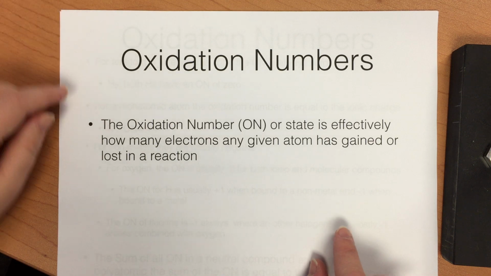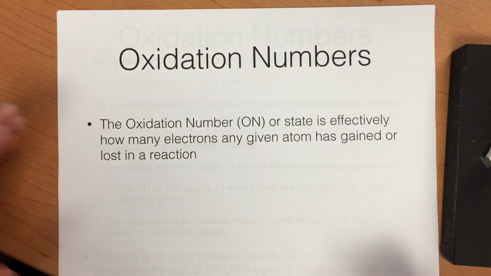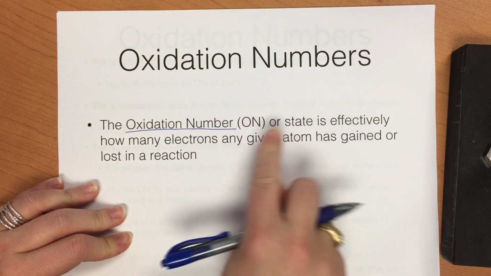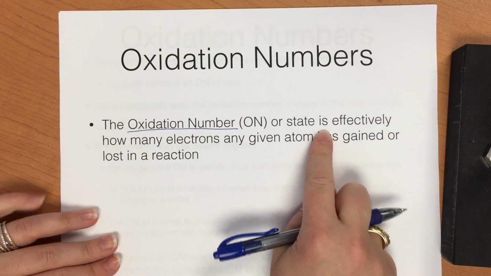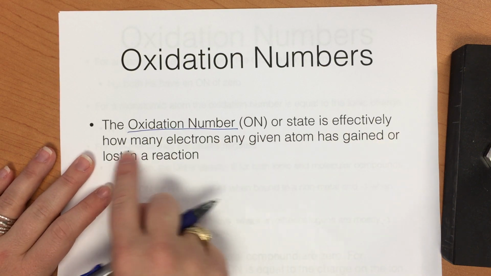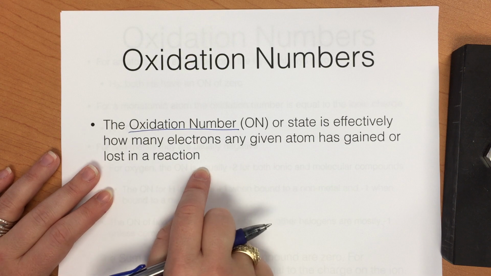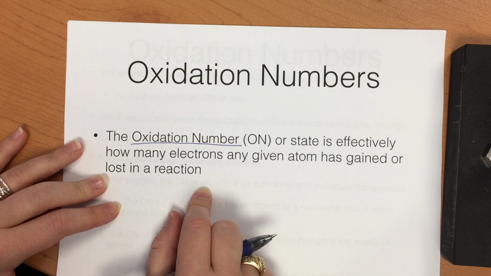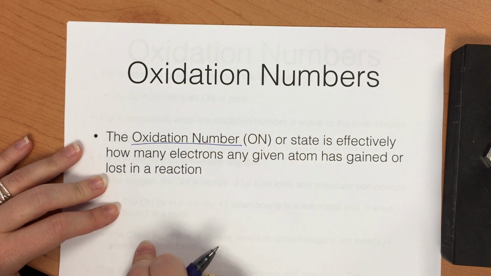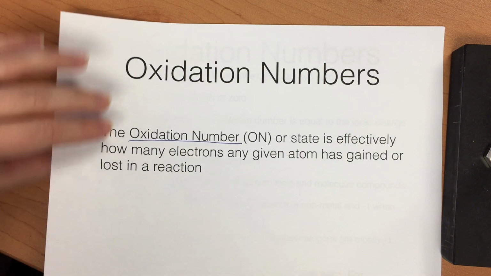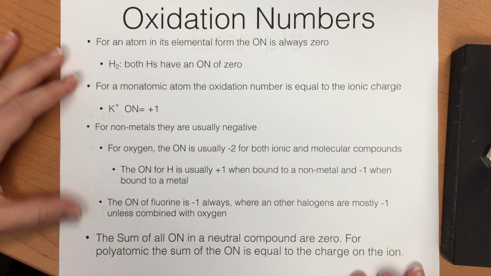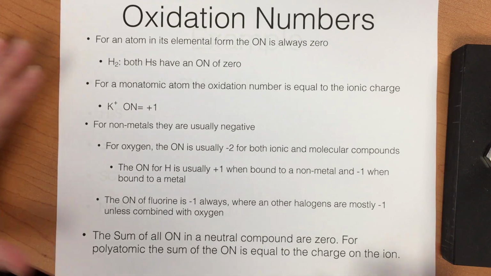But in order to determine this, we're going to need to know the oxidation number. The oxidation number, or the ON, is effectively how many electrons any given atom has gained or lost in a reaction. Oftentimes we need to have the ability to calculate the oxidation number for any given sample. It turns out that there are a variety of rules on how one can calculate this.